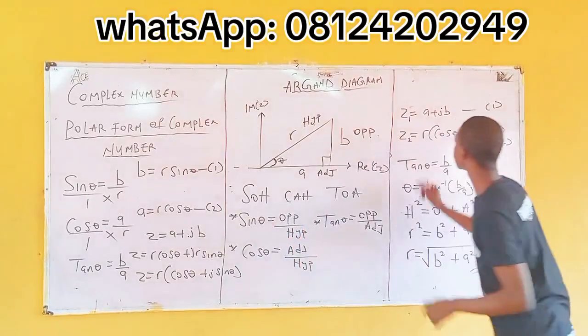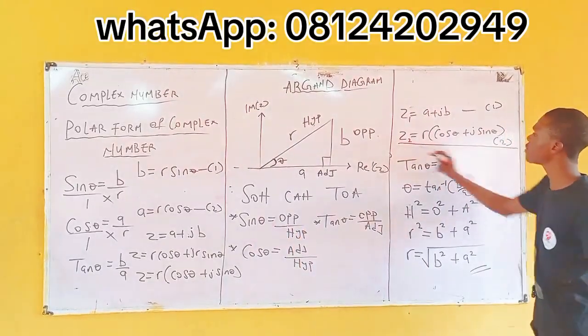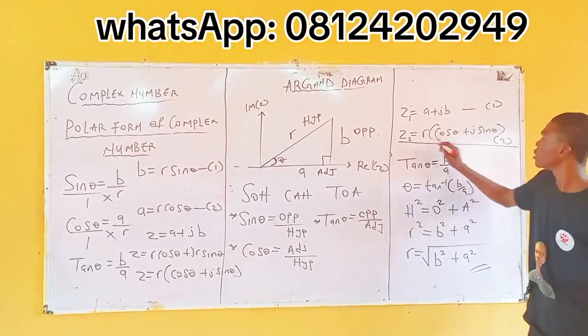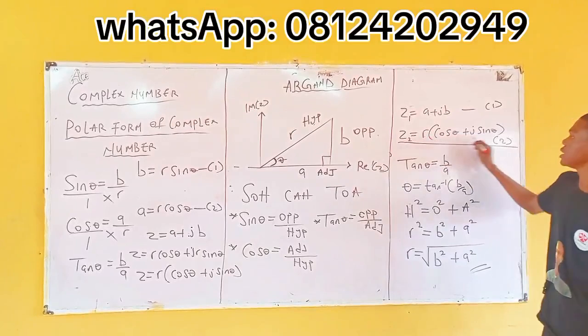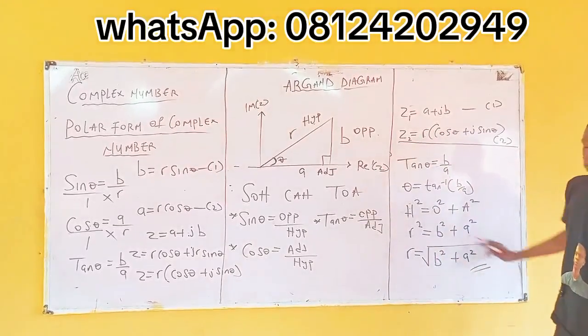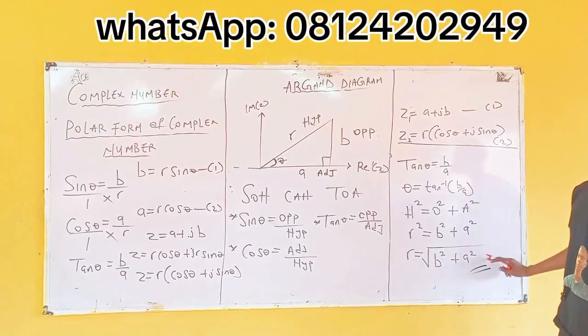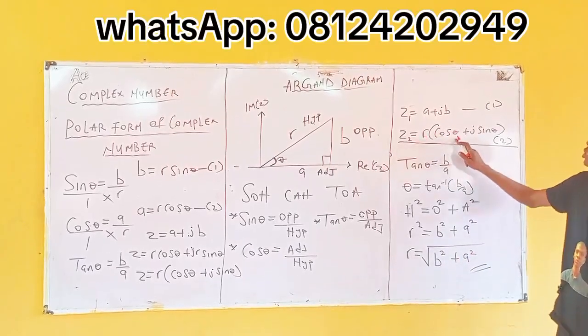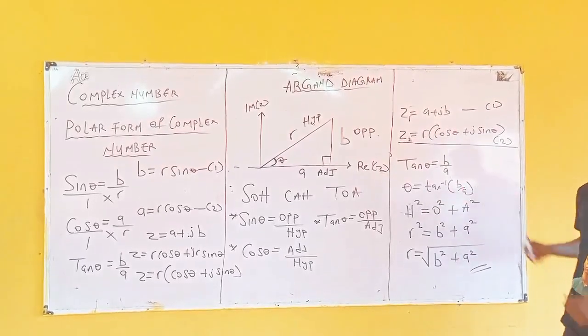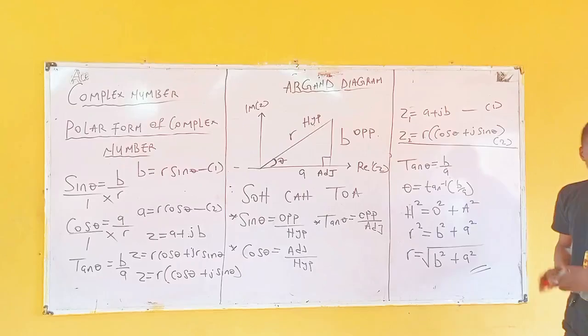So given a polar form of a complex number, you have two unknowns: the first one, which is R, and the second one, which is theta. How do you get your R? Using this formula, square root of B square plus A square. How do you get theta? Using this formula, theta is equal to tan inverse of B over A. Do you understand? Yes. So that's how it works.